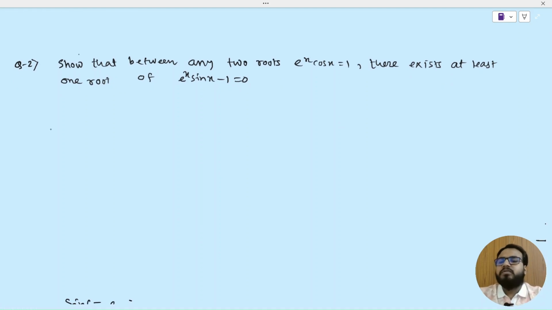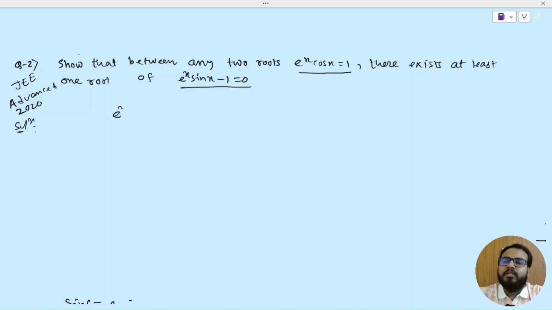Now we try to solve another question. Question number 2. This is also a question which came in JEE Advanced 2020. Show that between any two roots of e to the power x cos x equal to 1, there exists at least one root of e to the power x sin x minus 1 equal to 0. So how can we prove that? Solution.